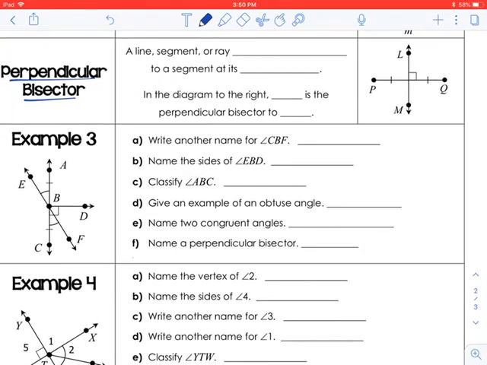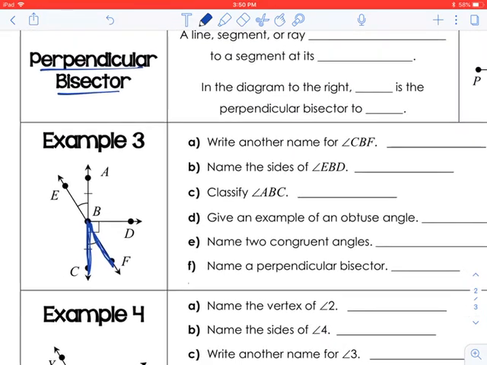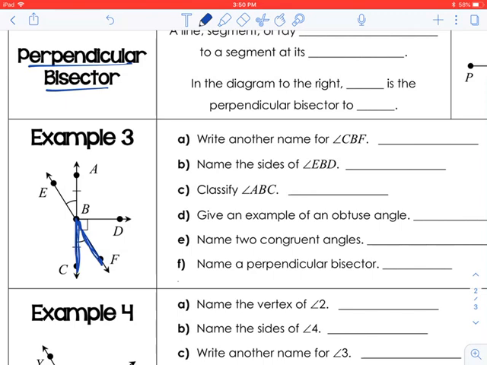Write another name for CBF. We can't just name it angle B because there are too many. But if we just switch the order, we could say FBC. Name the two sides of EBD. Looking at our picture, EBD is this angle here. So the sides are BE and BD. I was right the first time.